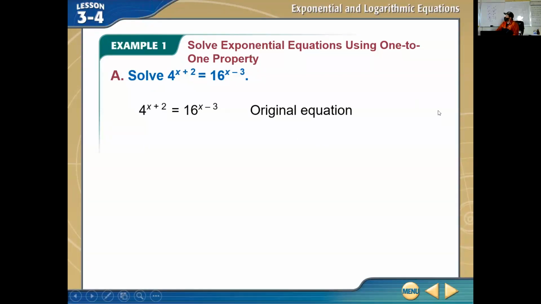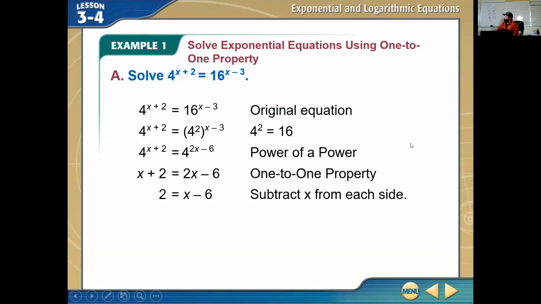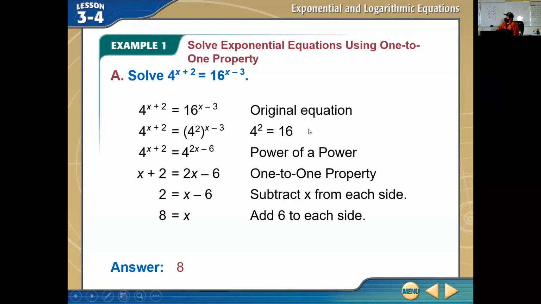So we have the original equation. 4 squared is equal to 16, and since they're equal, we can substitute in. Then power of a power multiplies this exponent times x minus 3. Then your one-to-one property of exponents removes the base. Left with x plus 2 is equal to 2x minus 6. Solve for x, and we're left with x is equal to 8. So those ones are pretty simple. I mean, it looks intimidating, but if you apply your properties correctly, they really solve themselves.